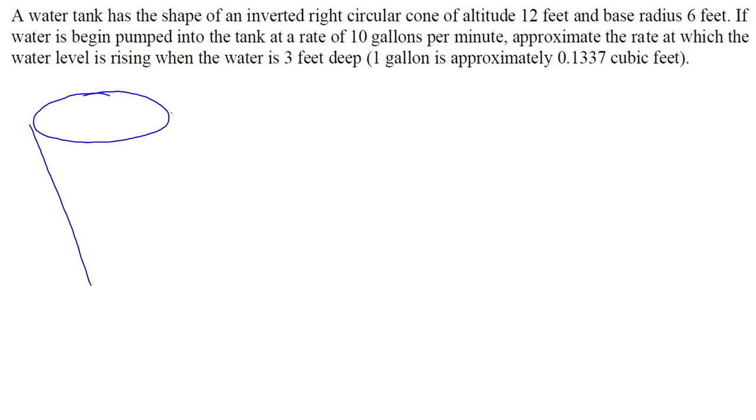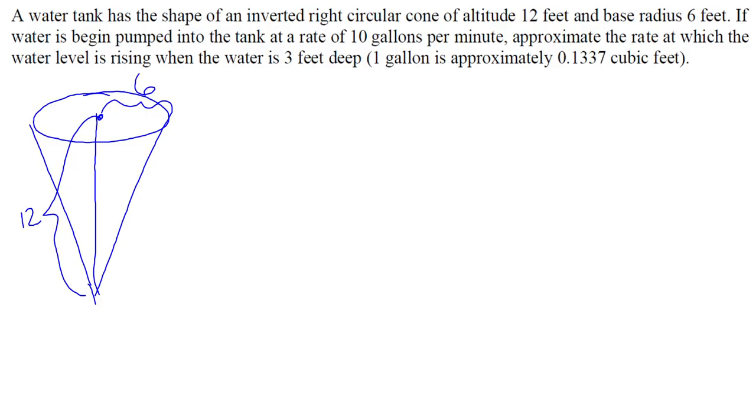So here's my cone. It looks pretty decent there. It's got a height of 12. And it's got a radius of 6. But of course, the water is being pumped into this tank. So the water level is rising up through here. And we are approximating the rate at which the water level is rising when the water is 3 feet deep, right? So let's call this our water level.